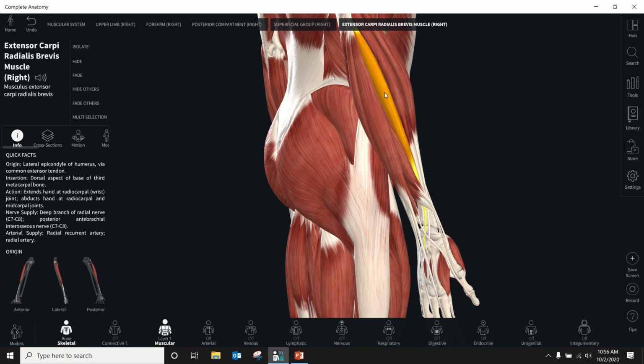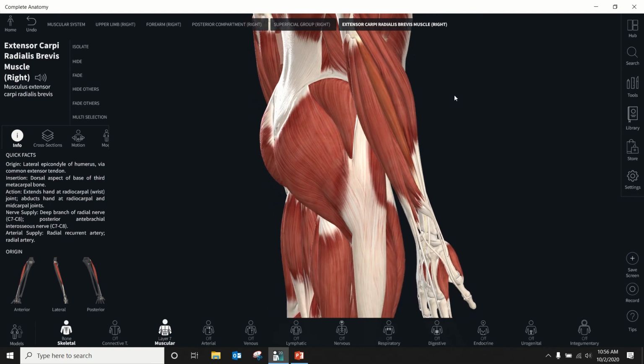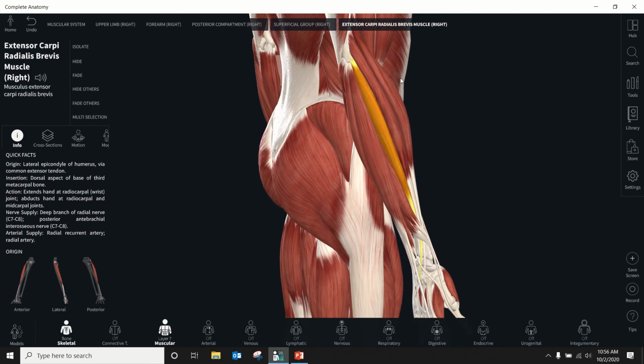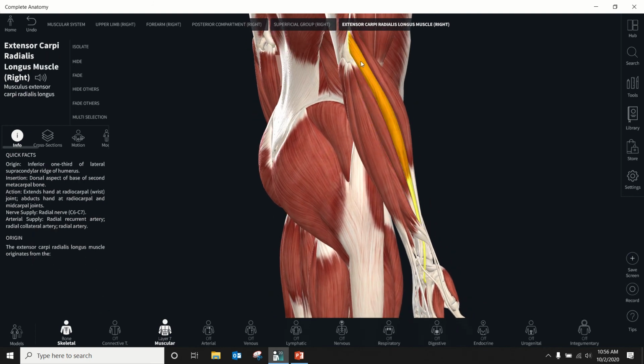So a longus is obviously a longer muscle. Anything brevis is short. So extensor carpi radialis brevis is shorter than longus. And it's shorter in two ways. One is with the origin. So extensor carpi radialis longus originates up a little bit higher on that lateral supracondylar ridge. But then the other thing is that the tendon's a little bit longer when we come down here.